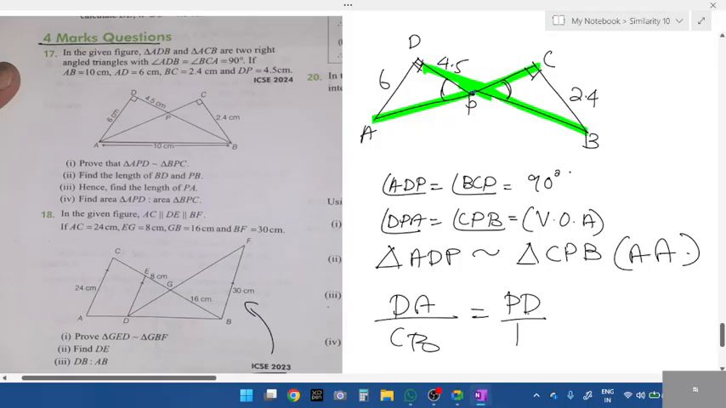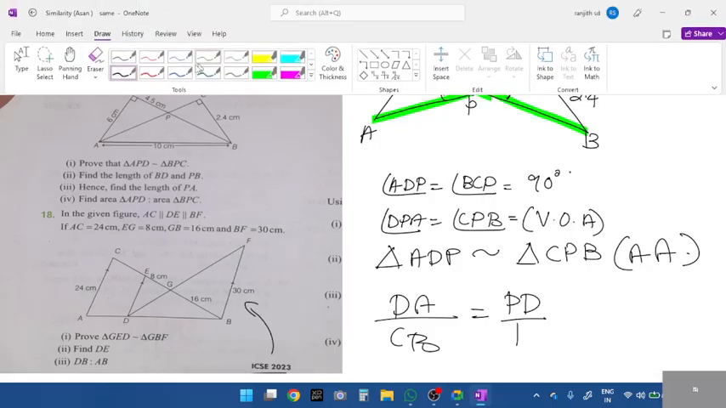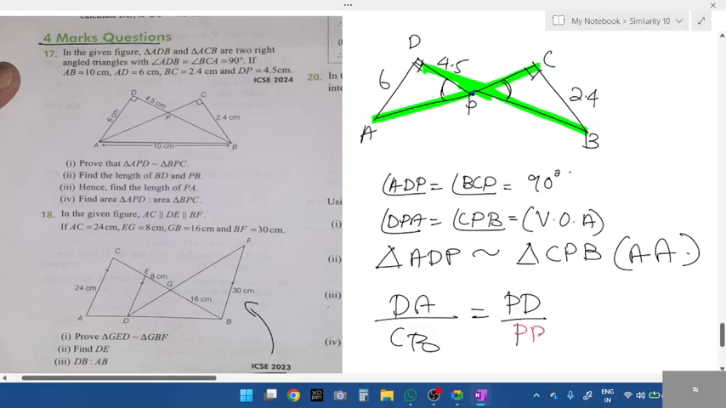No "or". If you write "or", they'll give you 0. You write this or your own formulas, they'll give you 0. What did I tell? If you take PD, what is the opposite one we have? PB. Tell me the next one.